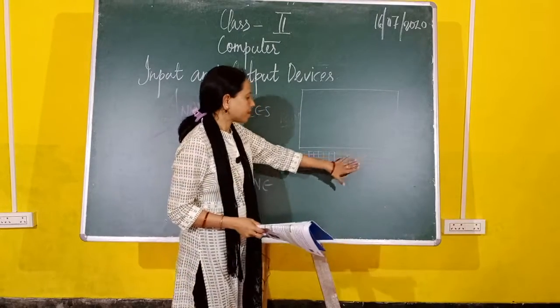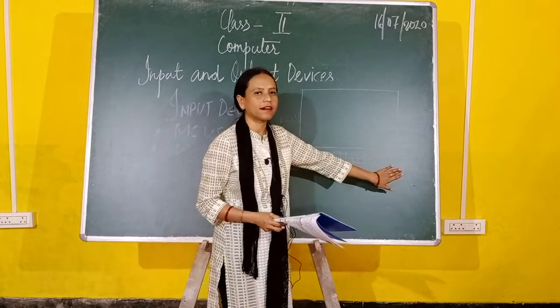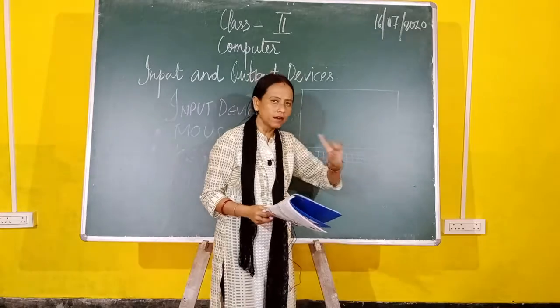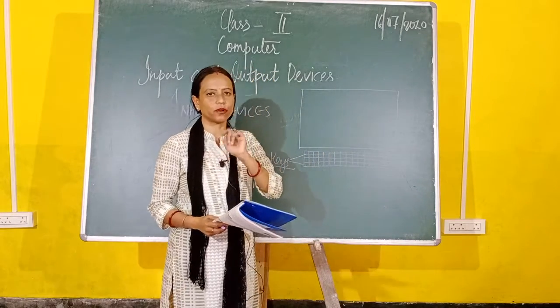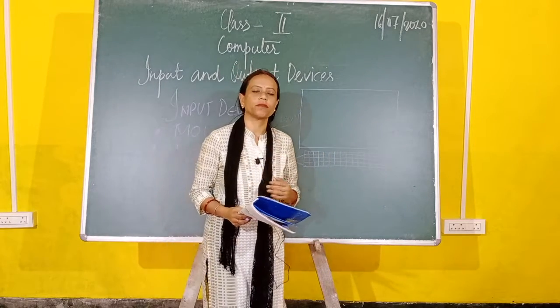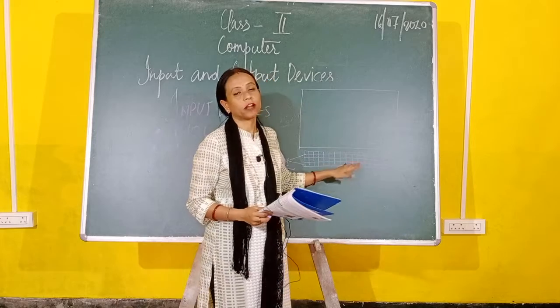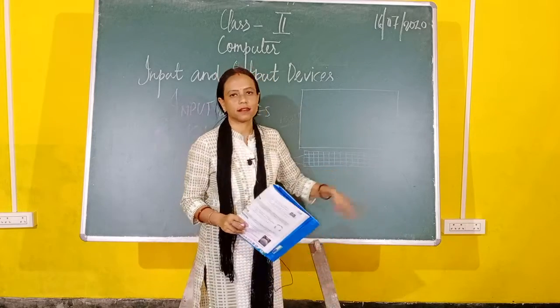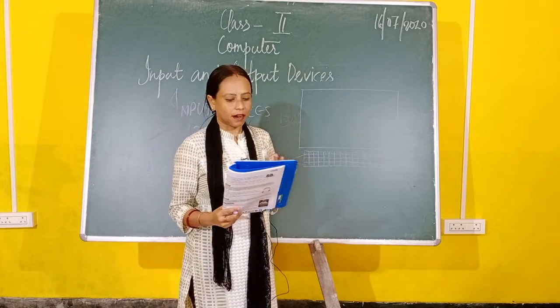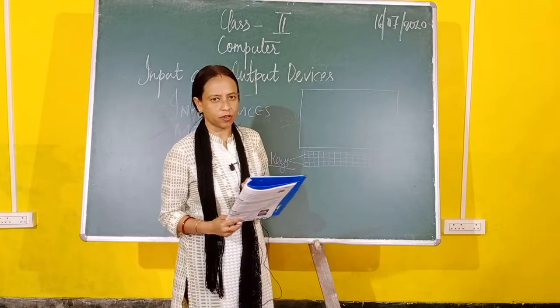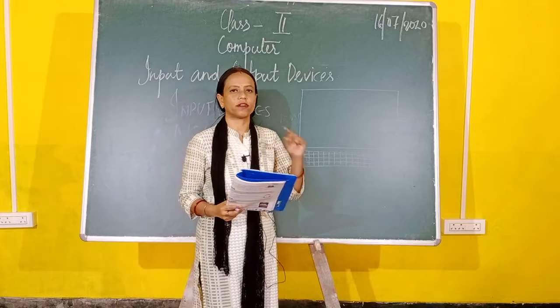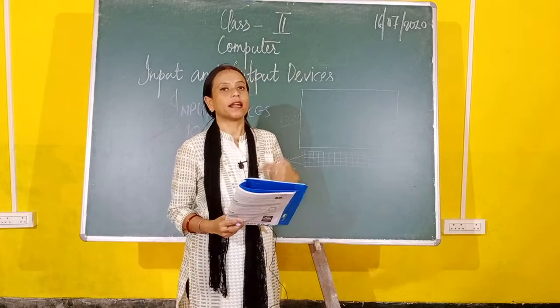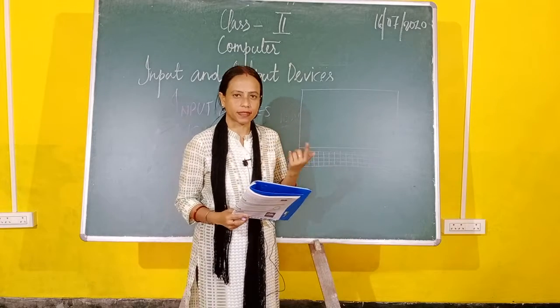Now see, as I have told you, there are many keys. There are 104 keys on one keyboard. If you have a computer system at your home, you can go and count how many keys are there on your keyboard. Okay, you'll find there are 104 keys. There are different types of keys. Okay, some are alphabet keys. 26 alphabet keys are there. Number keys are there, 0 to 9.